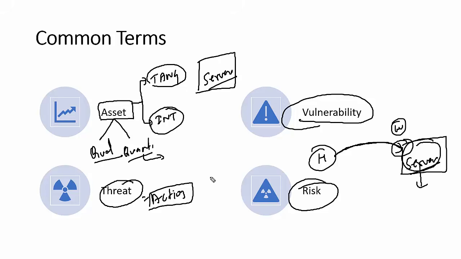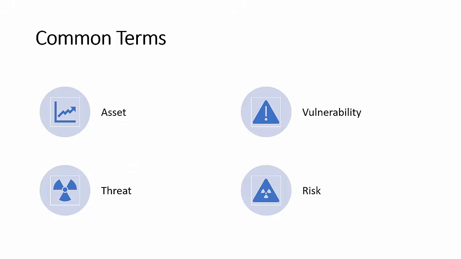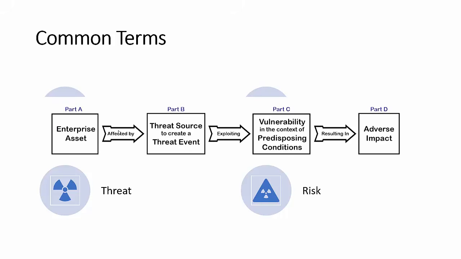So it is very important for us to know this basic terminology before moving to the next part. I have one statement here: an enterprise asset is affected by a threat source which creates a threat event that exploits a vulnerability, and that results in an adverse impact. Okay, so let's move to the next part.